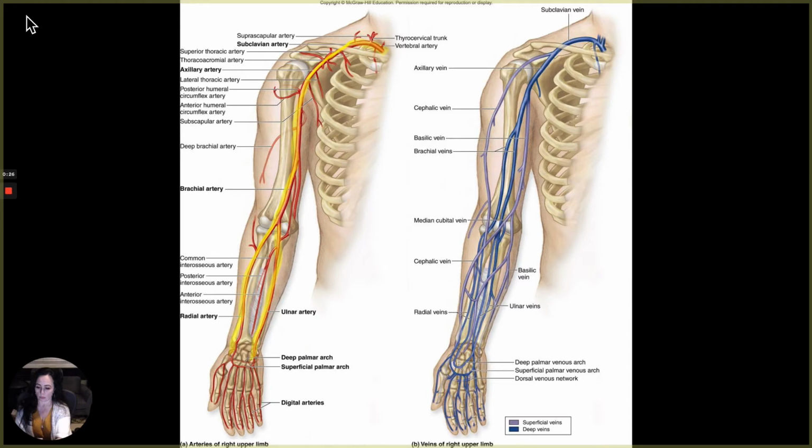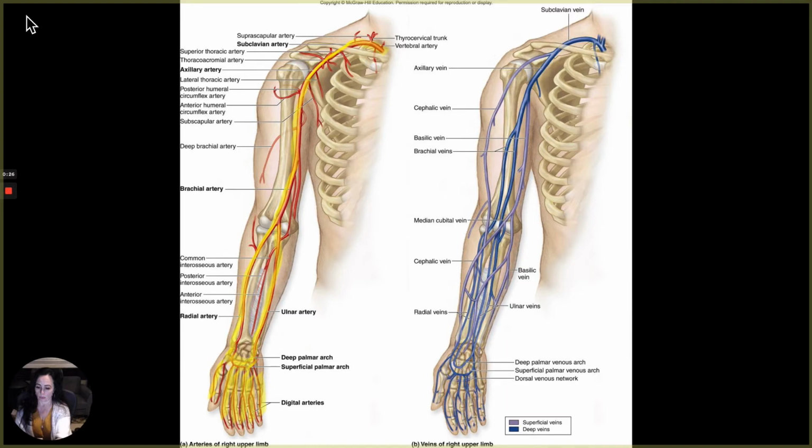And then once you get down to the wrist area, there are two arches. These are actually anastomoses that we talked about before. There's the superficial palmar arch, which is anterior, and the deep palmar arch, which is posterior. And then that gives rise to all of these, which are not surprisingly called the digital arteries. Pretty easy, right? Okay, there's a couple other arteries in there that are not on your list.